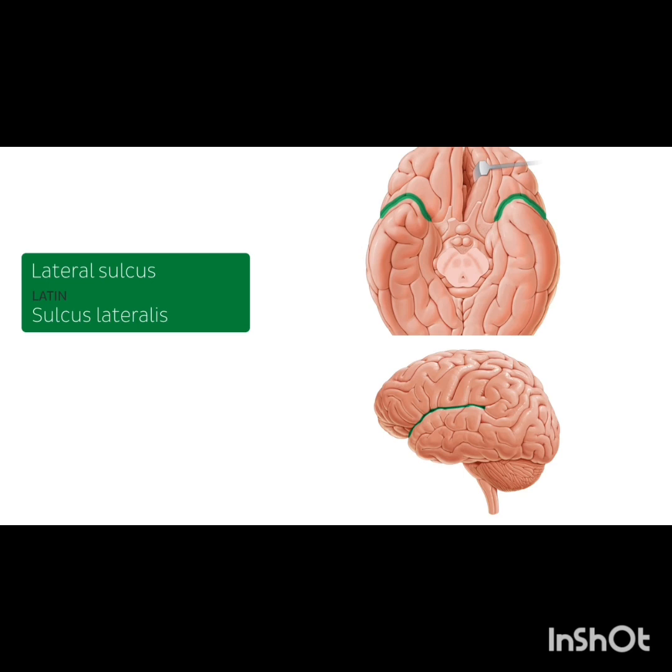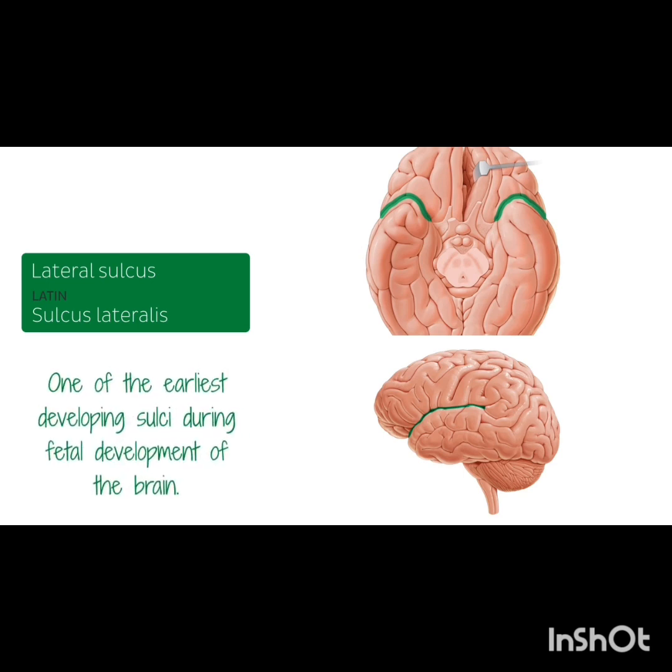The lateral sulcus is one of the earliest developing sulci during fetal development of the brain, and is also known as the Sylvian fissure. The lateral sulcus is one of the most prominent sulci in the brain.